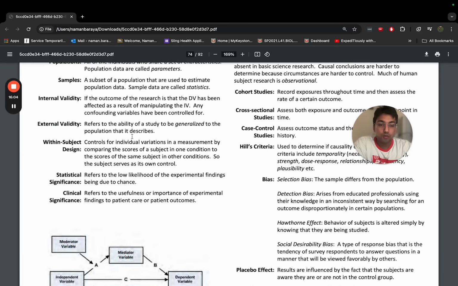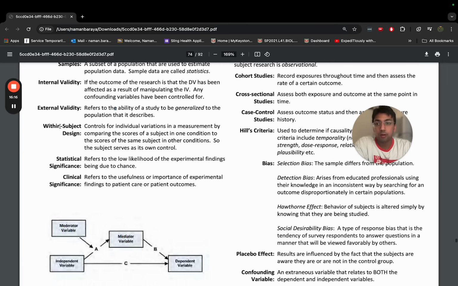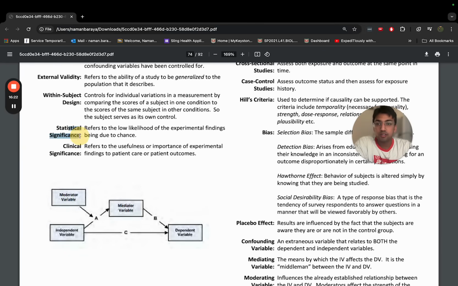So if I do a study on smokers, but then I say, oh, exercise is good for everybody, but I only did this study on smokers, that statement has low external validity because I've only done the study on a specific subset of the population. Within subject design, it's important to know that, so controls for individual variation. And then we have statistical significance.